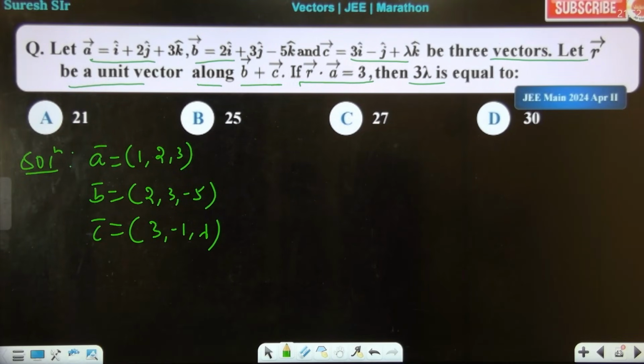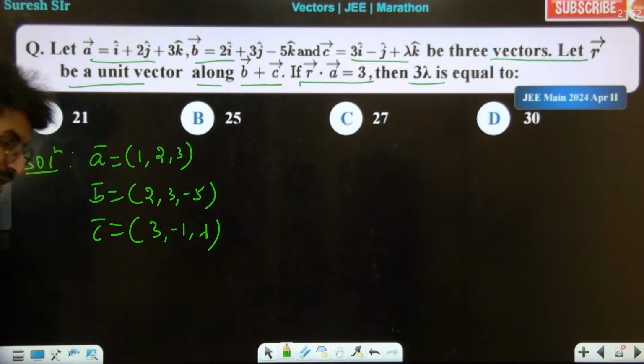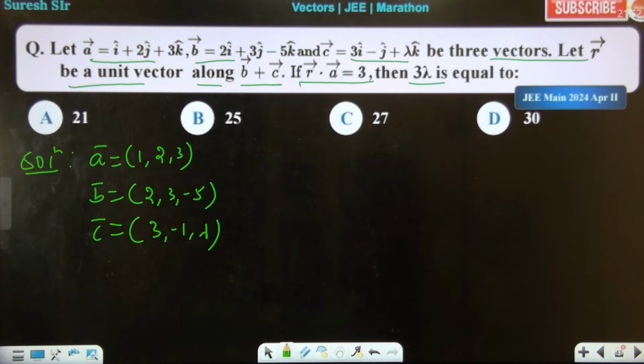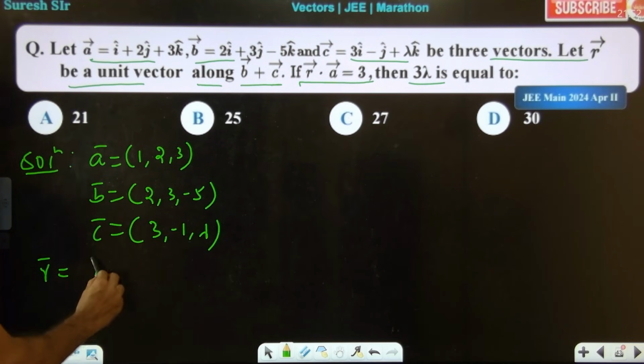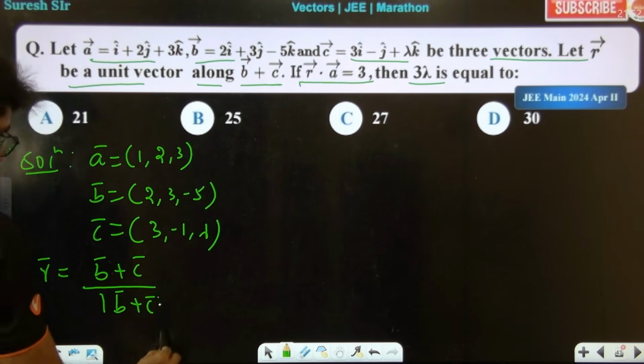What has he given here? Let R be a unit vector along B plus C. Then how do I write it? R is equal to B plus C vector divided by the magnitude of B plus C. Simple, right?